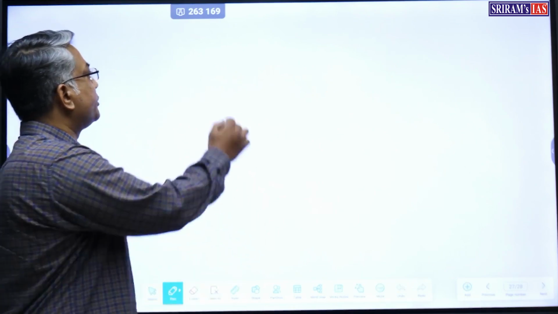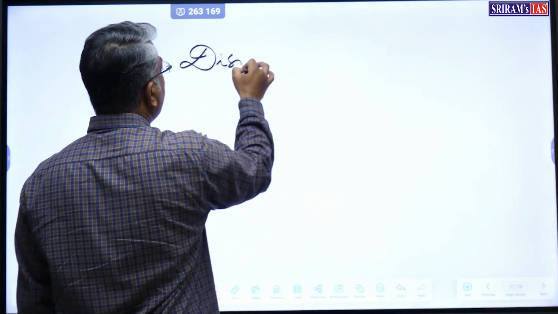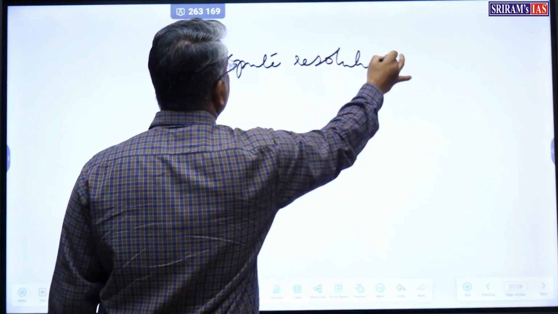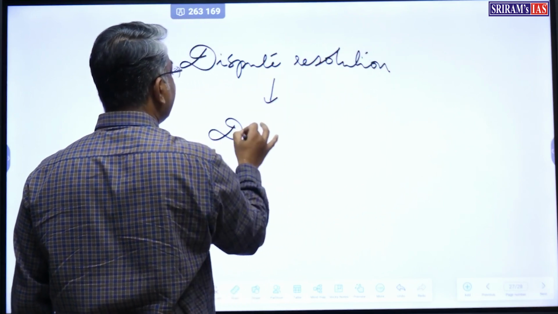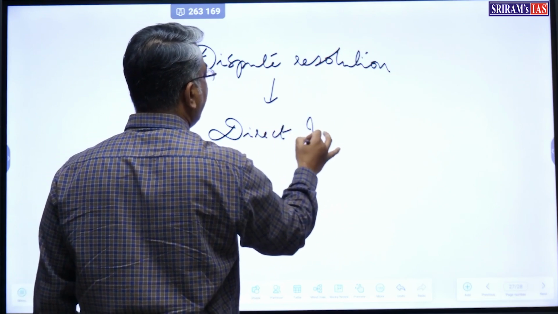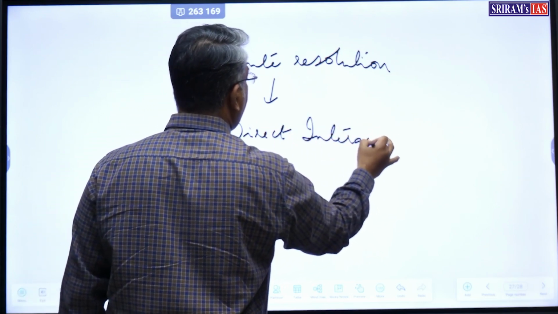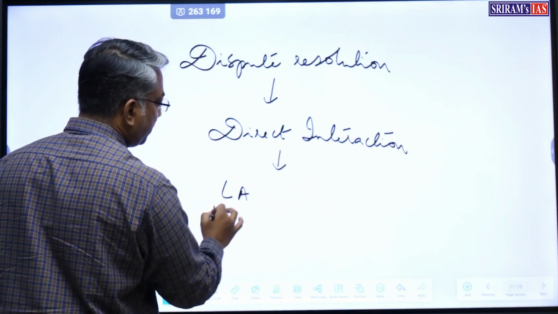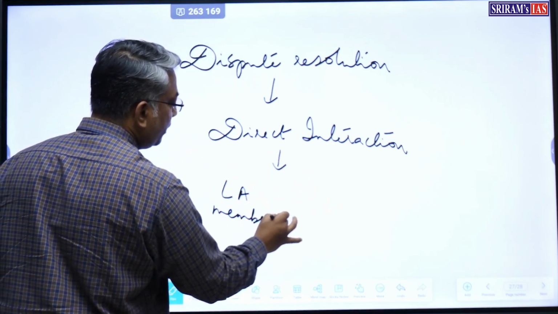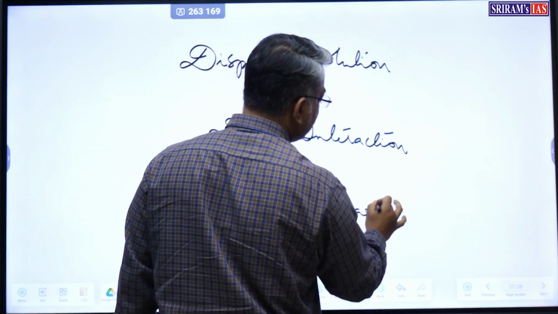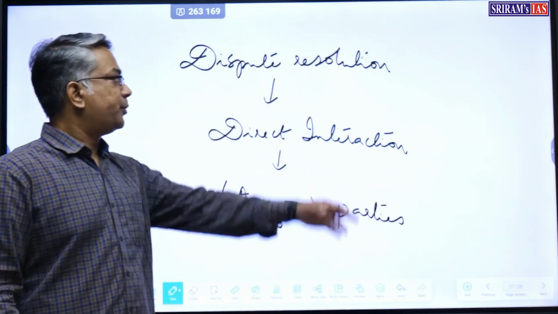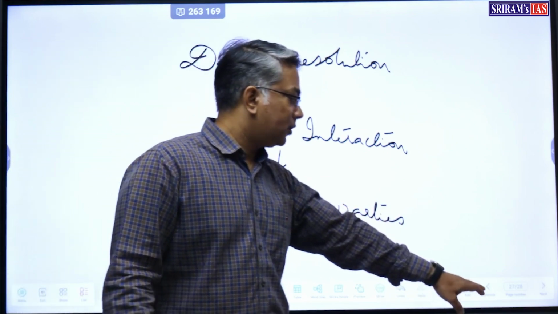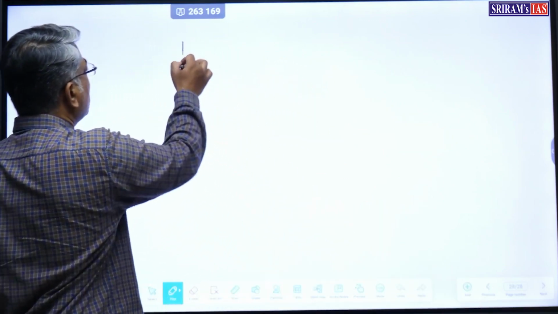Now, how is the dispute resolution? Dispute resolution in Lok Adalat is by direct interaction between the members of the Lok Adalat and the parties concerned. Okay, so dispute resolution is by direct interaction between the members of the Lok Adalat and parties concerned. So, how is the decision taken in Lok Adalat?